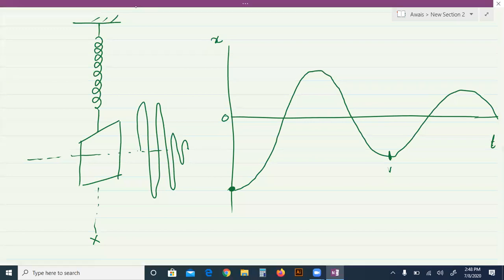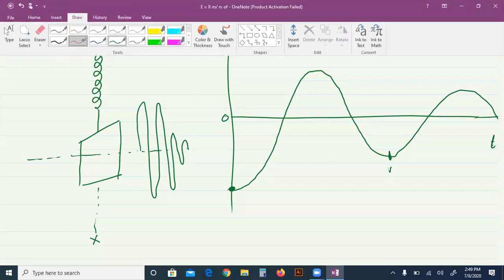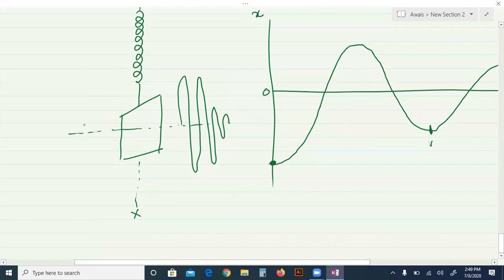Now, suppose we place here a magnet. Its North Pole is here, its South Pole is here. This copper plate is again pulled down to the same displacement and then released. Then what will be the graph for this?